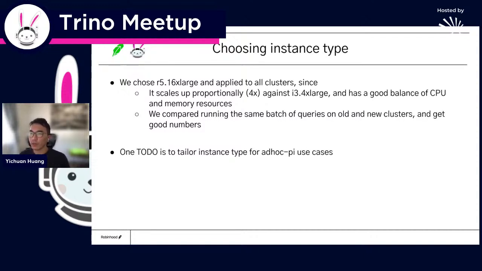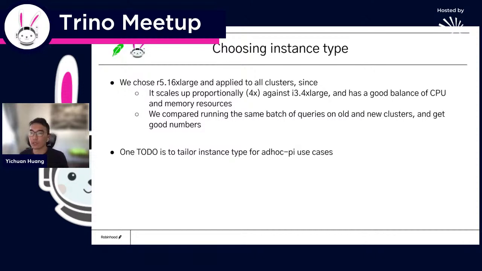And then we also compared running the same batch of queries on the old setup, which means the i3.4xlarge, versus the new clusters. And we actually got much better numbers in the new cluster. The other implicit reason for choosing this instance type was that our contract with AWS allows us a good discount on the R5 instance family.